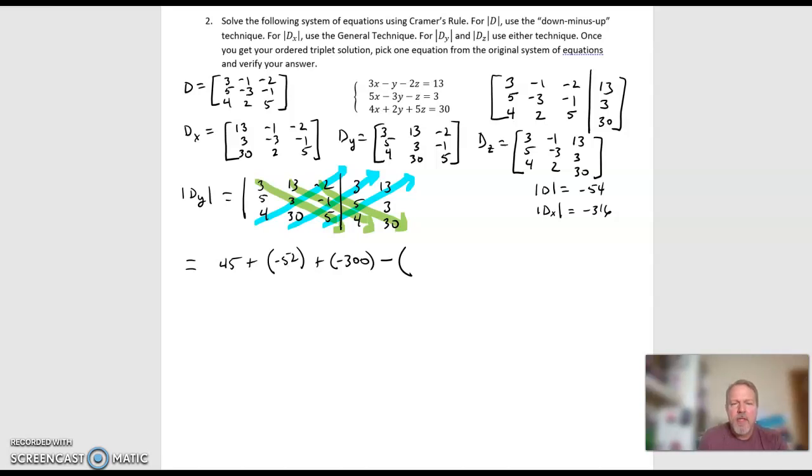Now let's do our ups. 4 times 3 is 12, times negative 2 is negative 24, plus 30 times negative 1 is negative 30, times 3 is negative 90, plus 5 times 5 is 25, and 13 25s. 10 25s is 250. 3 more 25s is 75. 250 plus 75 is 325. So our last up, positive 325.